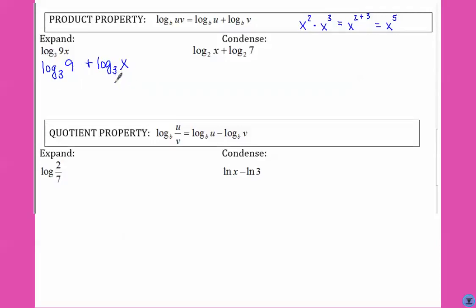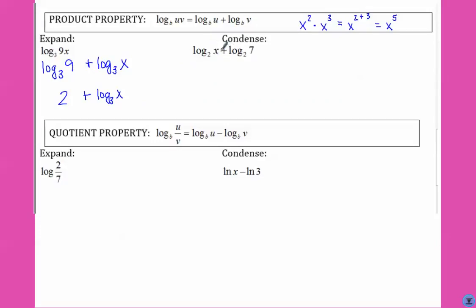Now, with our logs, we always need to check and see if we can simplify them. Log base 3 of 9, well, is there a power we can raise 3 to get 9? Yes, it's squared, so this simplifies to 2 plus log base 3 of x. We could also condense it. That's going to help a lot when we solve equations.